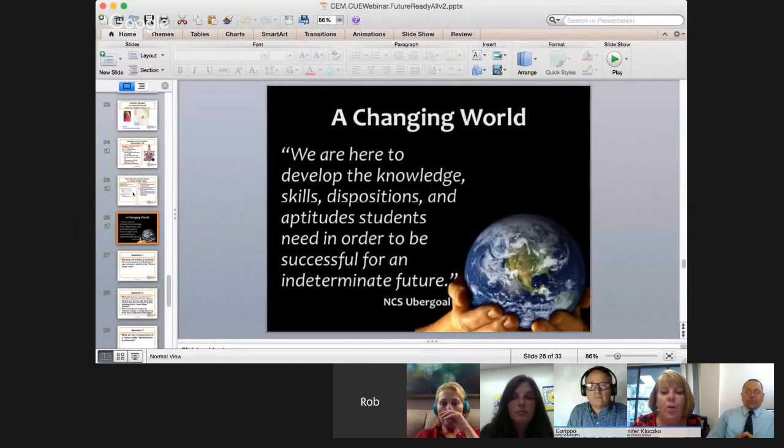This is our uber goal for the whole school, and it really drives what we're doing: the idea of being future ready. We're really preparing kids. They need knowledge, skills, and dispositions to be able to be successful in an indeterminate future. The jobs that our first graders are preparing for don't exist yet, so we're always keeping that in mind. We need them to know how to collaborate. We need them to know how to learn and to drive their own learning, and so we want school to look like that every day. So it's a pretty exciting place to be.